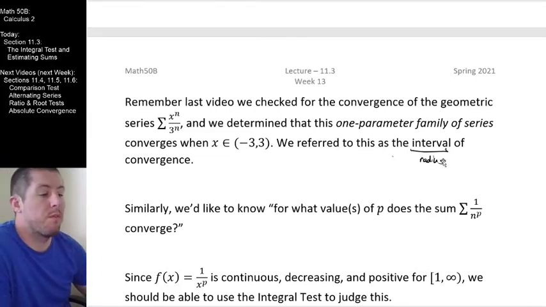Similarly, we'd like to know for what values of p does this series 1 over n to the p converge? And you should notice that these are really similar things. I'm using n in a different context than I'm using n right here, whereas n is the exponent here, n is the base there. But we're sort of comparing what's up with n versus what's up with p right here. So this is a pretty similar type of question.